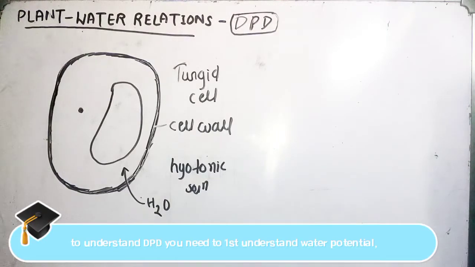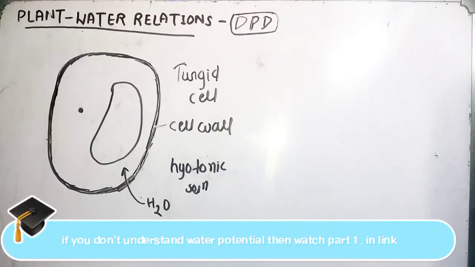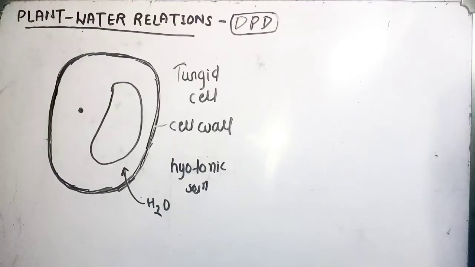Now look at this diagram. Now we are going to understand DPD. Look at the diagram, how the pressure is being formed internally. So this cell is placed in a hypotonic solution, so it will absorb water.